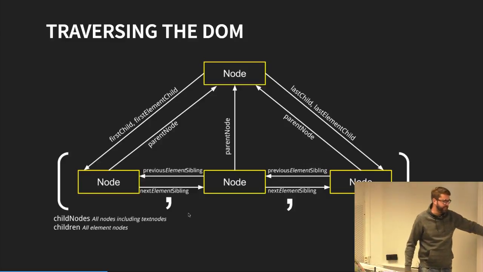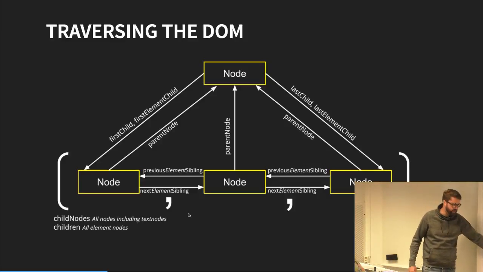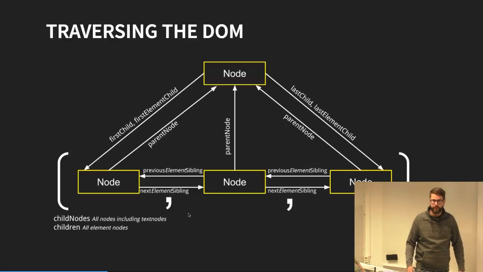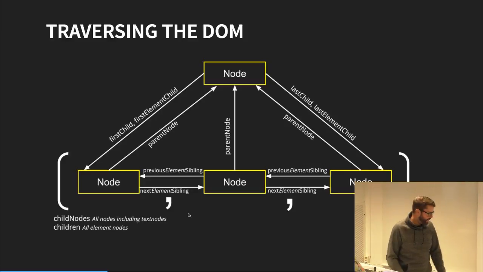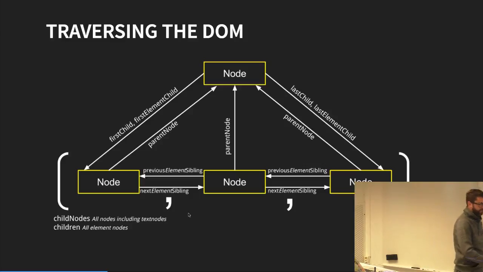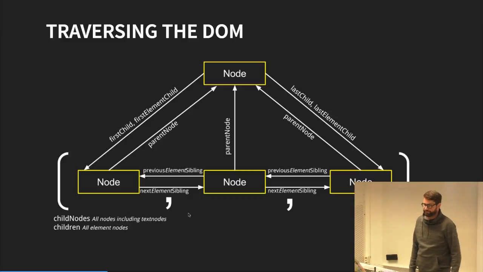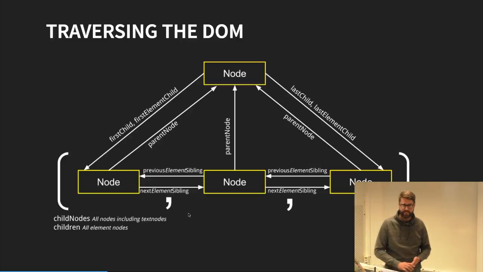And that will only get element nodes. The older one, childNodes, will get all nodes, including the text nodes. Yep. Is there a previous sibling? Yeah, I've excluded them actually. There is a previous sibling and a next sibling, but in reality, you very seldom use them.